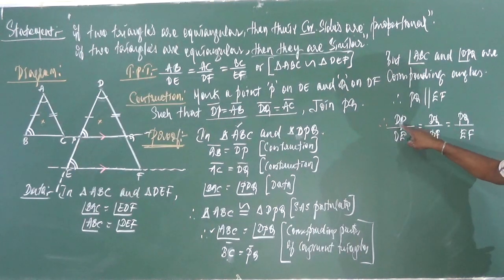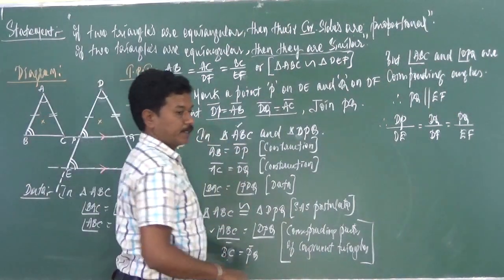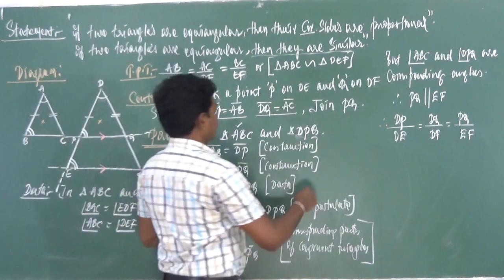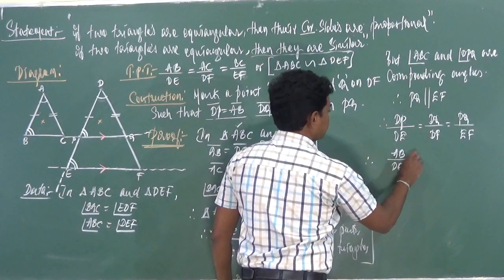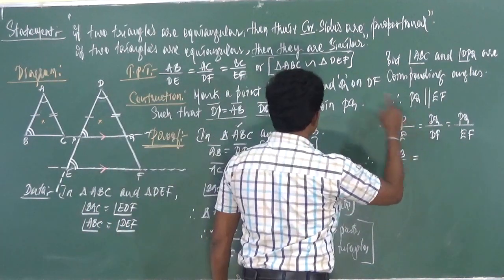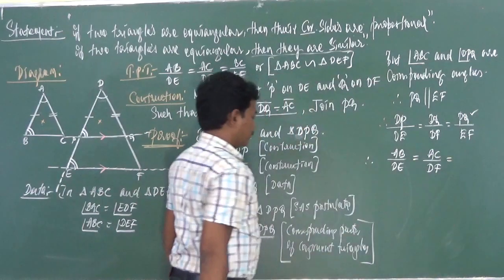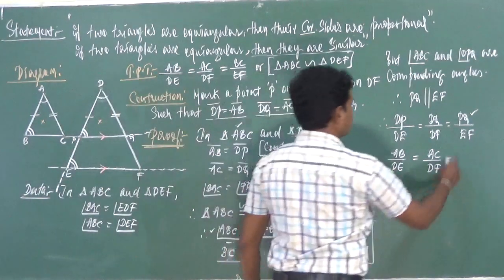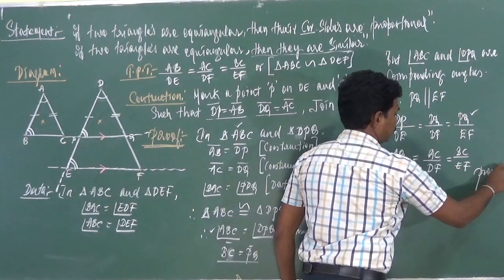Here, what is DP equal to? DP is equal to AB. Let us replace DP by AB. AB by DE is equal to, what is DQ equal to? DQ is equal to AC. Let us replace DQ by AC. That is AC by DF is equal to, what is PQ equal to? PQ is equal to BC. That is from construction. So therefore, BC by EF. Hence it is proved.